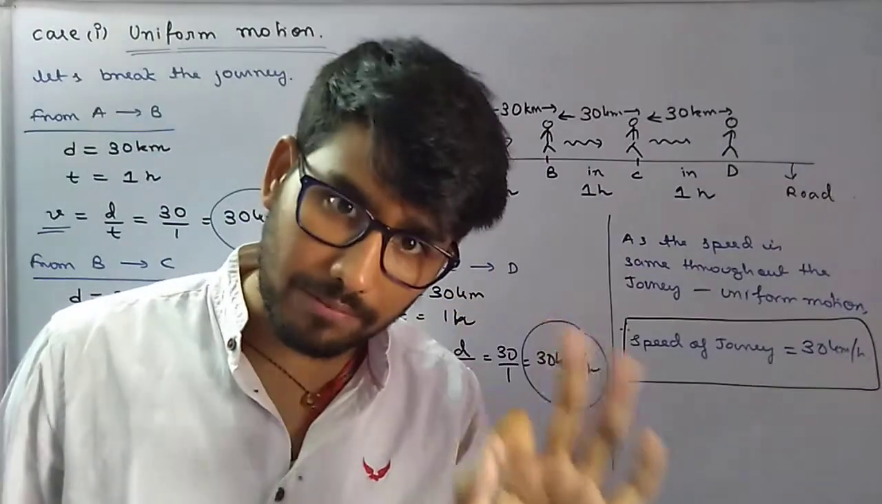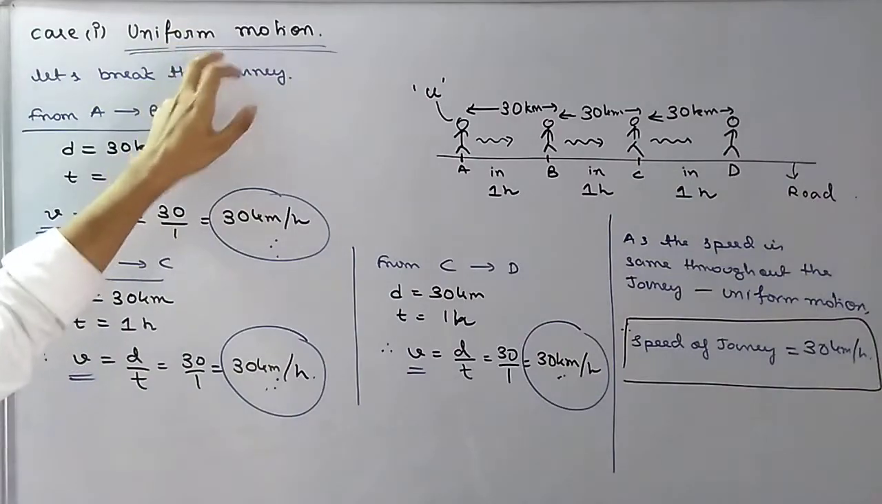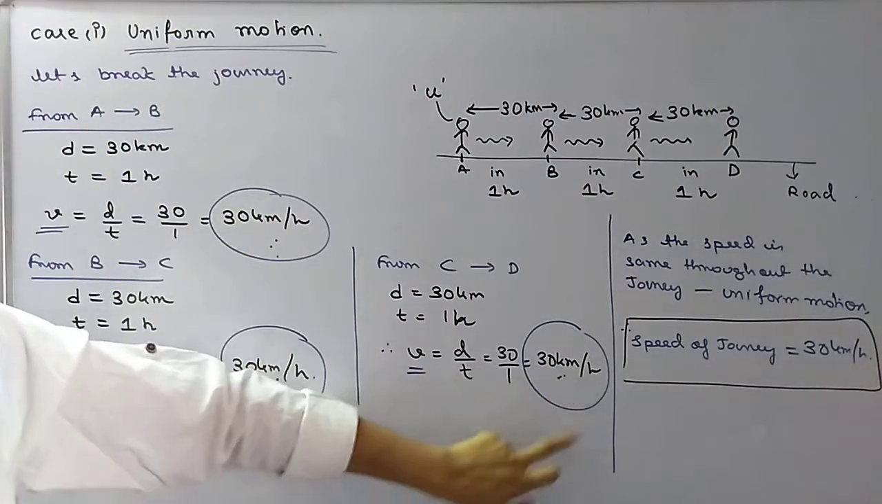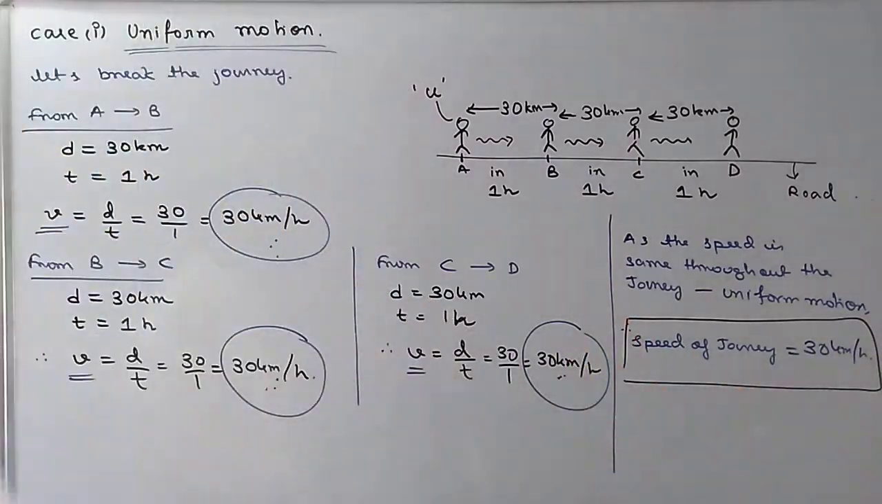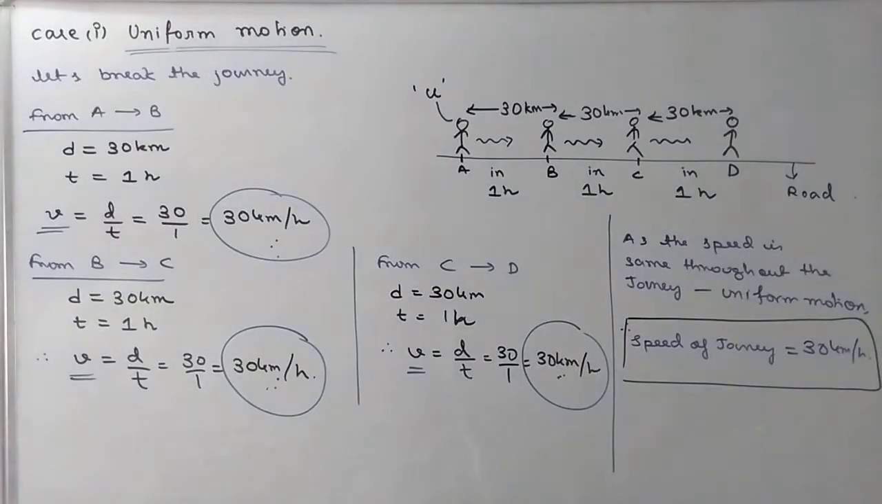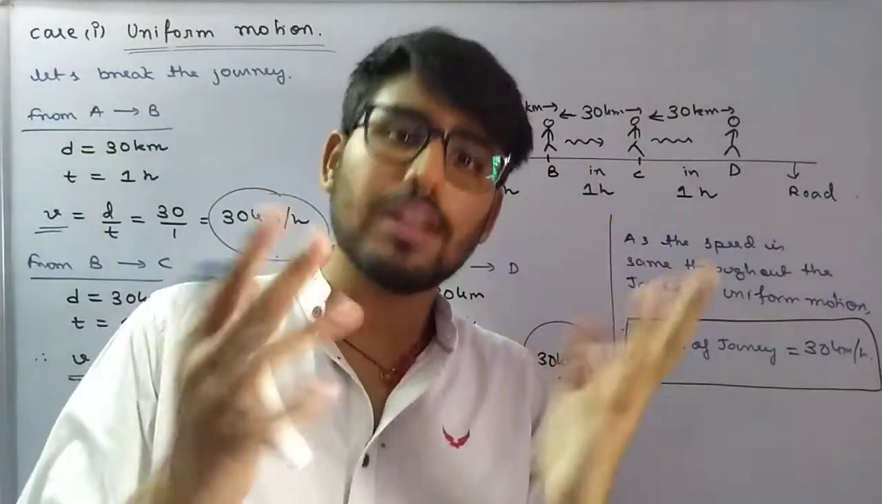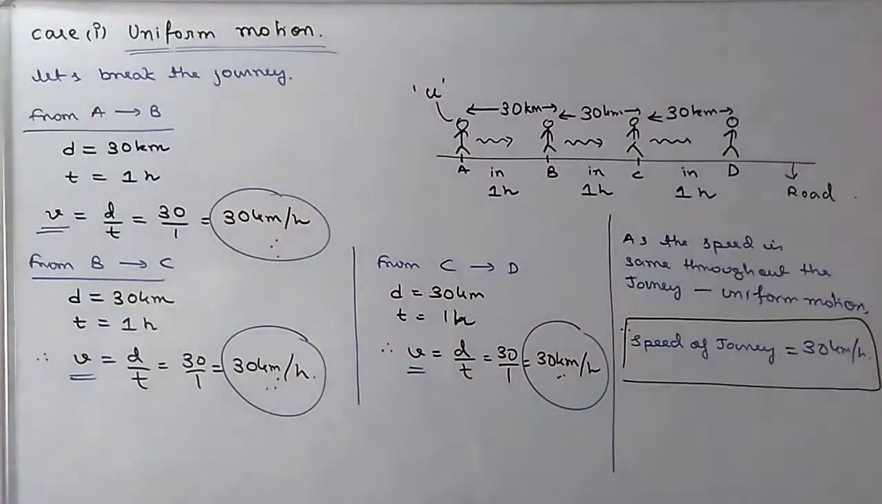So I just want to emphasize again. For uniform motion, speed always remains the same, and this speed is the same as the speed of the journey. I hope it's clear. Please copy it down. Where is your exercise book? Please write it down. Okay, we'll now move on to the next slide.